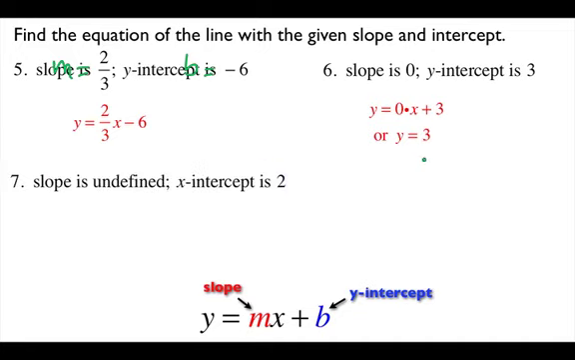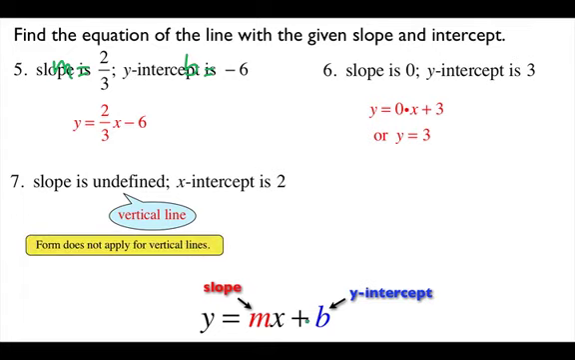It says the slope is undefined and the x-intercept is 2. This one's a little bit different. Why? Because if I know that the slope is undefined, I know that this represents a vertical line. And since it's a vertical line, as you saw earlier in this video, this form does not apply for vertical lines. You also know that since the slope is undefined and it's a vertical line, the equation of the line is x equals a real number, from a previous section. So that's why the answer is x equals 2. This is the equation of the line, x equals 2.